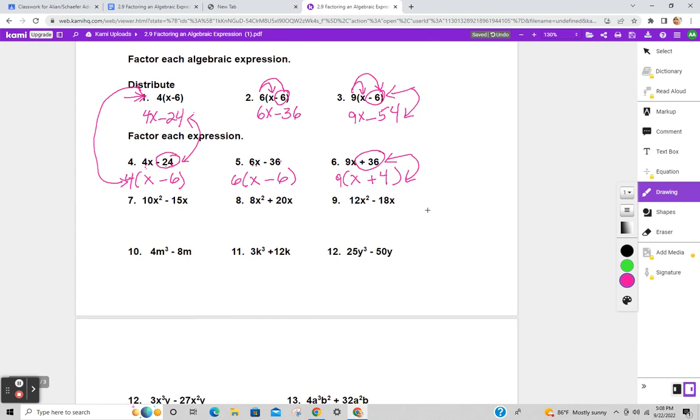Like I said before, sometimes your greatest common factor is made up of numbers and variables. And that's the case that we have here in problem number 7.